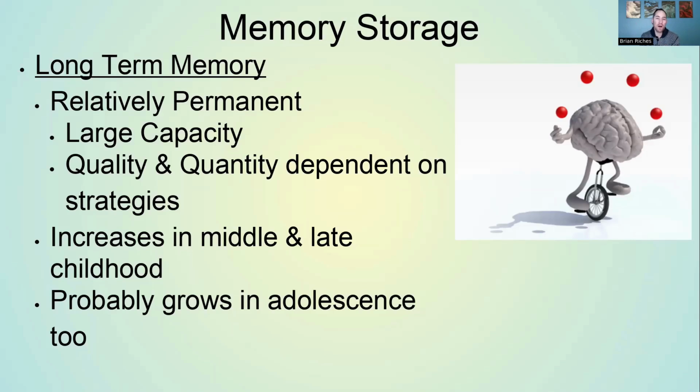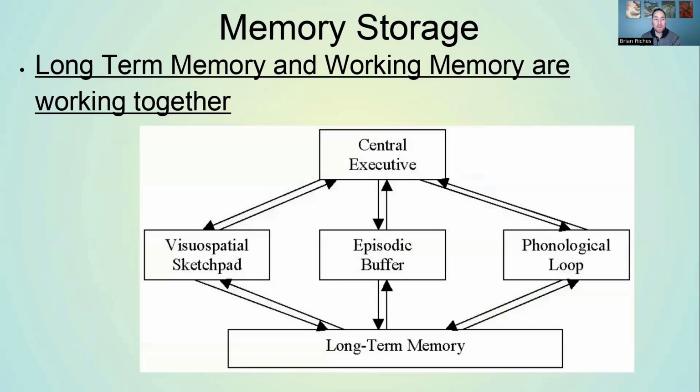So we do see long-term memory increases in middle and late childhood. It probably grows in adolescence too, and that seems to be about where it gets to its on average peak point, but you can work on this as well. You can build your long-term memory capacity, your ability to connect to those memories through your life as well. So the long-term memory works with the working memory.